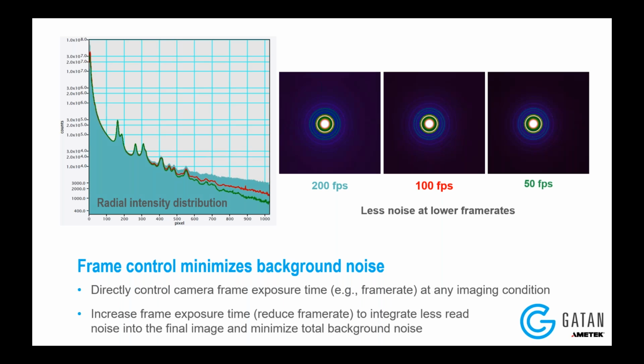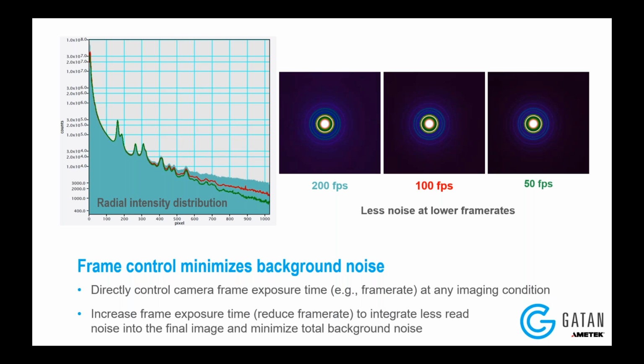And if we use the frame control to go even further to something like 50 frames per second, now you really start seeing a significant decrease in the background noise of the image. And all of this is great, but really where this feature starts to stand out is if you look at, for example, the features on the radial intensity distribution at about the 700 pixel index, you'll see that at 50 frames per second, which is the green line, there's a lot more detail that you can resolve in the essentially radial intensity distribution than you can if you are acquiring data at 200 frames per second.